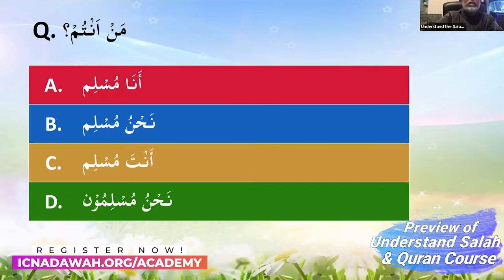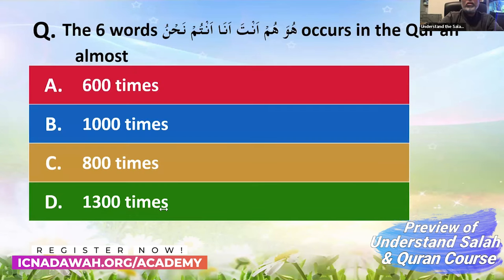Okay, mashallah. Man antum, now answer me in Arabic. If I say man antum, who are all of you? So you should say we are Muslims. So is it ana Muslim, nahnu Muslim, anta Muslim, or nahnu Muslimoon? Okay, the right answer is nahnu Muslimun. Nahnu Muslimun, we are Muslims.